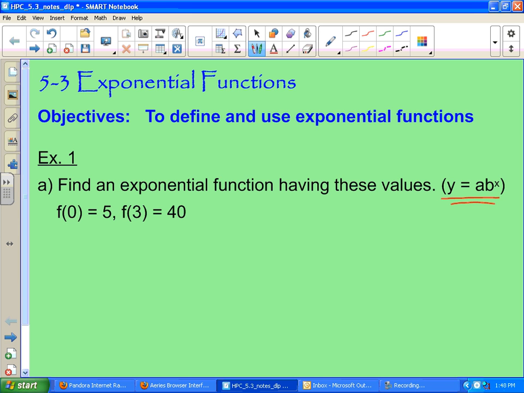They give us coordinates: (0, 5), so f of 0 equals 5, and (3, 40). With two points on this curve, you can imagine graphically I've got some exponential growth happening, and we're at (0, 5) and (3, 40). We're trying to fit an equation that matches that curve.